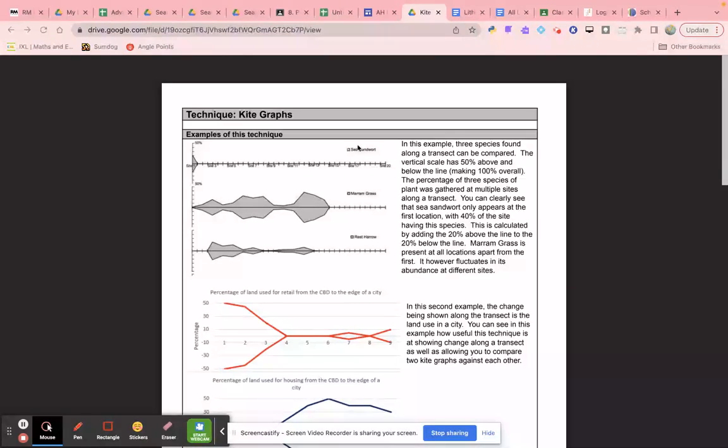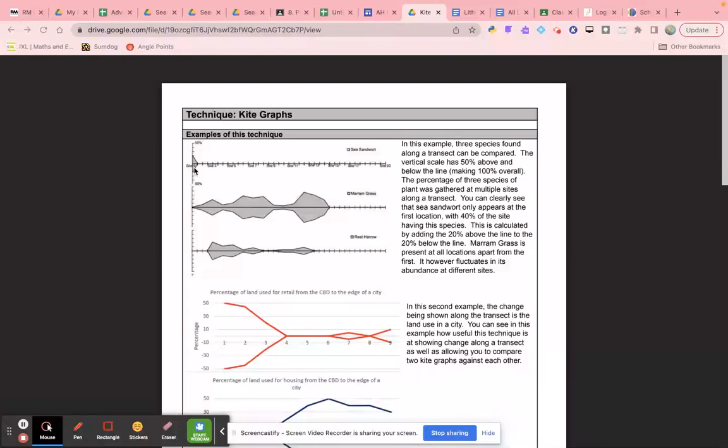And at each of those, the amount of sea sandwort, the amount of marram grass, and the amount of rest harrow has been gathered. And once that data is converted into a percentage, as in the percentage of the site that has each of these plants, we're able to plot it. The first thing you have to do is, whatever the percentage is, split that percentage in half and plot on either side. So, for example, at site 1, the sea sandwort had 40% in total. So we divide that by 2, that's 20%. And on the scale going up the way, we plot up to 20, as we've done there. And on the scale going down the way, we plot down to 20.